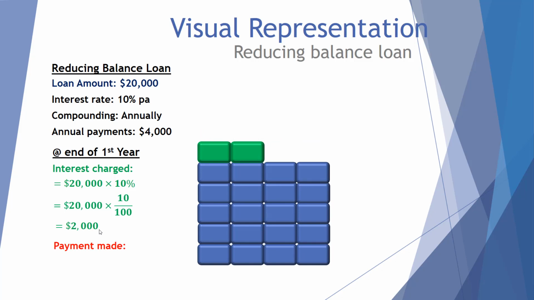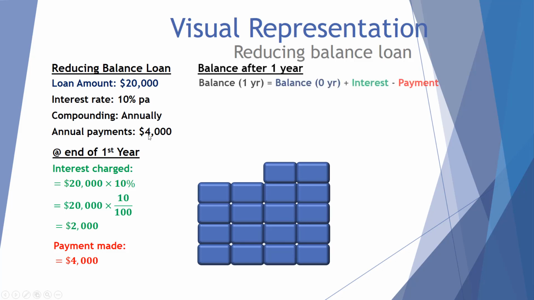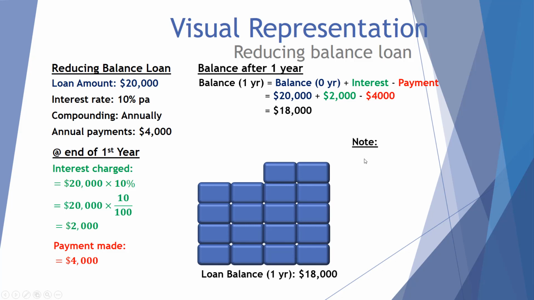But then at the same time, at the end of the first year, a payment is made. The payment we make is $4,000 in this situation, and that's removed off the loan. So the balance after 1 year is equal to the balance at the start at 0 years, plus the interest that's been charged, minus the payment that's been made. So we started with $20,000. We would charge $2,000 in interest, and then we made a payment of $4,000, which reduced our balance after 1 year to $18,000. Note, in this situation, the interest increases the loan balance, the payment decreases the loan balance.